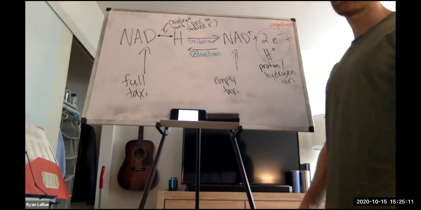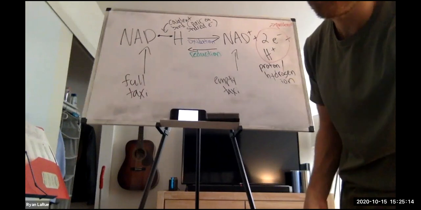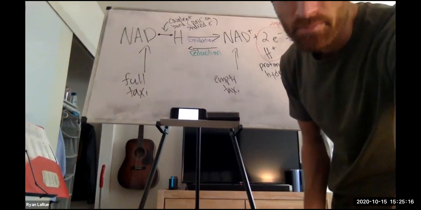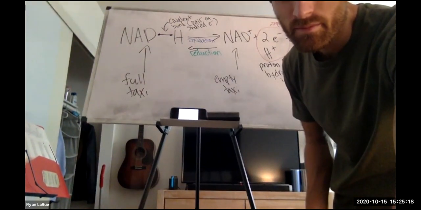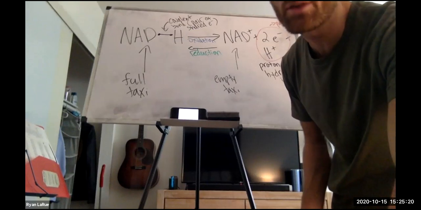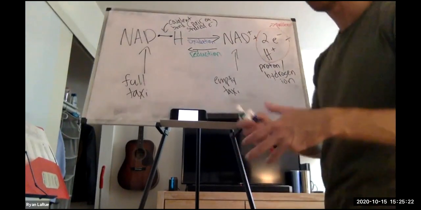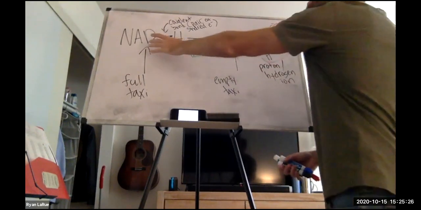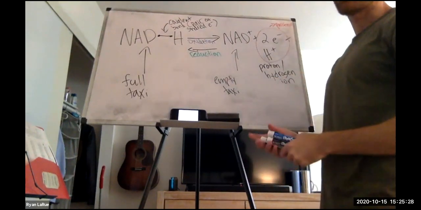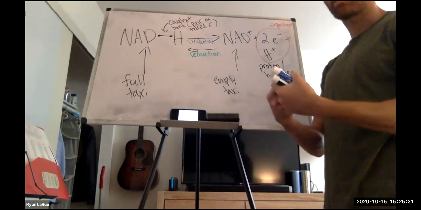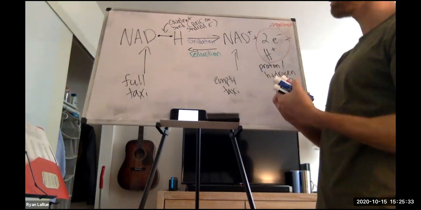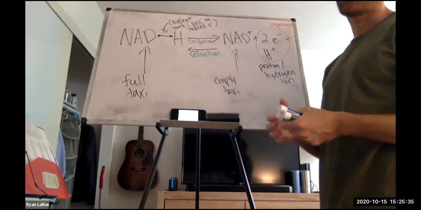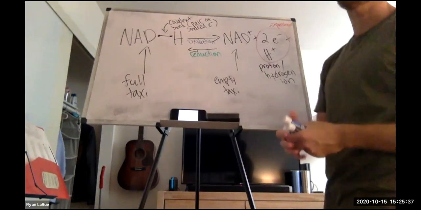Okay. Oh, question. Yeah, so because the 2 electrons are being added to the empty NAD plus, and then now it's NADH, you basically jammed them together, and now they're bonded together with those electrons. Then you filled up the empty taxi, yeah.